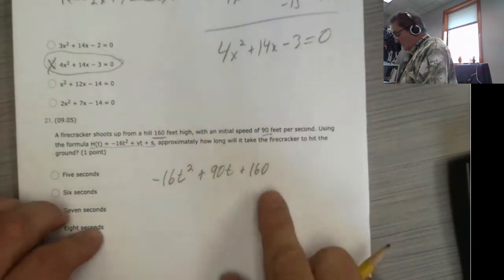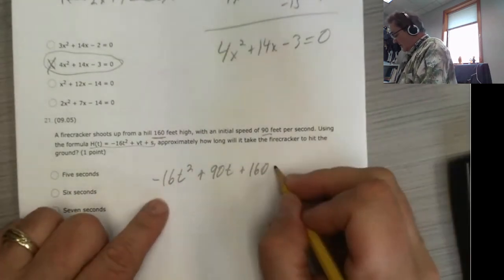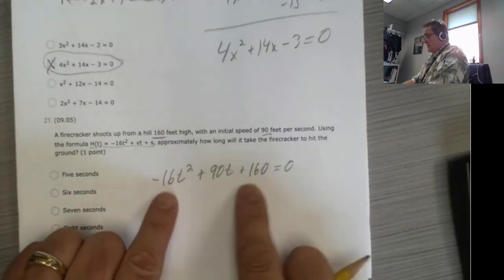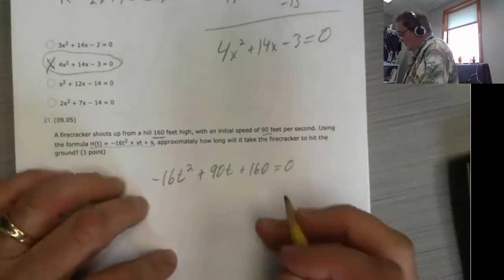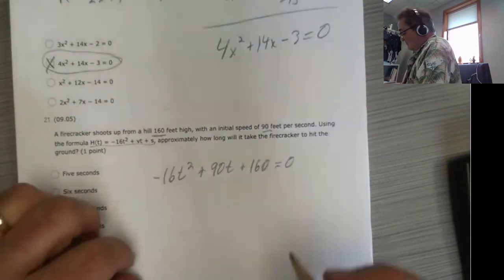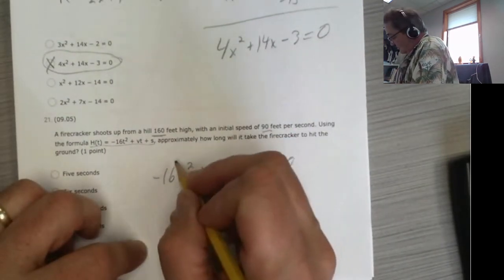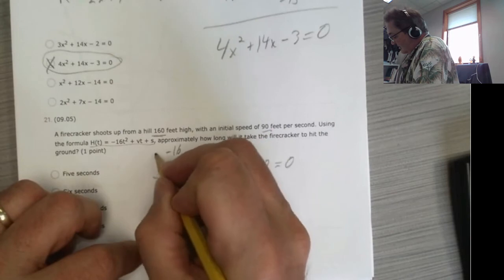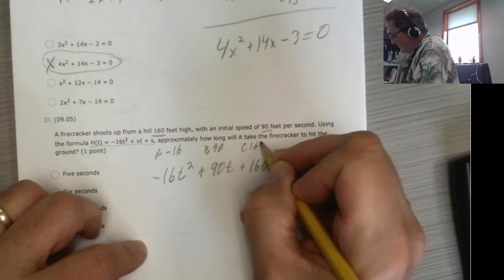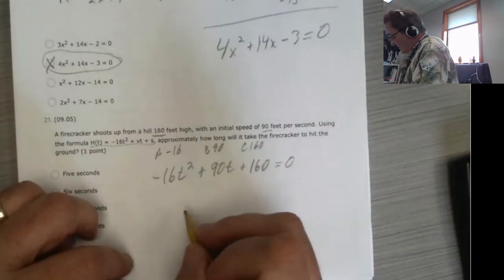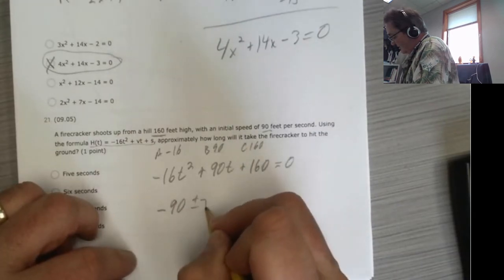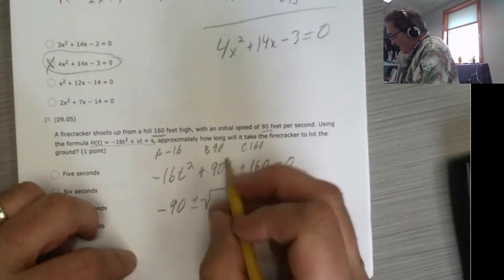And it wants to know when we'll hit the ground, which means we need to know when does it equal 0? When is the height 0, right? Which means we need to solve this, which we can actually do, unless you think you can factor that. That might be kind of fun factoring, but I'm just going to use the quadratic formula. So a would be negative 16, b would be 90, and c would be 160. Since I have a calculator, so negative b is negative 90 plus or minus the square root of 90 squared.